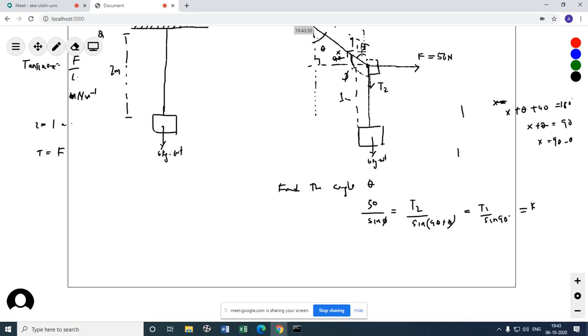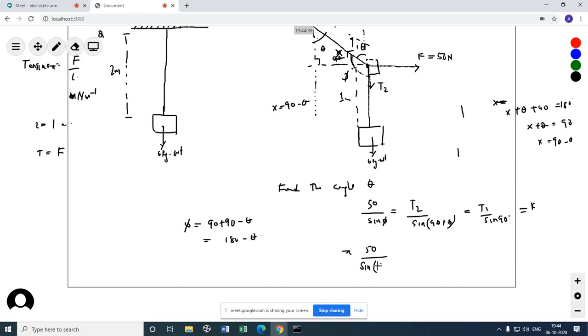So x would be 90 minus theta. Then we can also write phi as 90 plus x. I'm doing it here directly. So phi will be what? 90 plus 90 minus theta. Tell me how much is it? 180 minus theta.